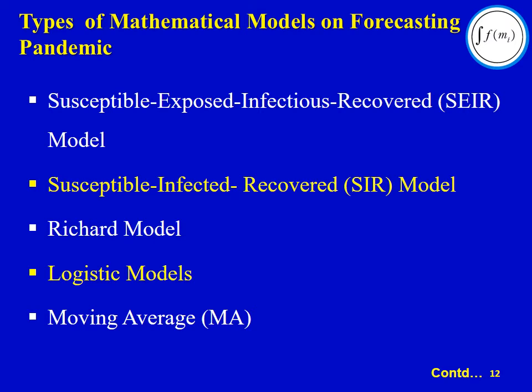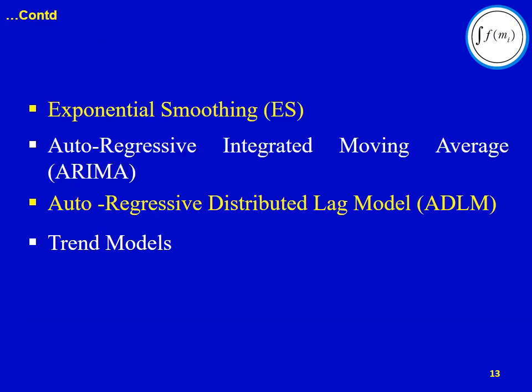Moving average, including single moving average and centered moving average. Exponential smoothing, including single exponential and double exponential. Autoregressive integrated moving average, that is ARIMA. Autoregressive distributed lag model, ADLM. Trend models including linear, quadratic, growth curve, and Pearl Reed. Starting from moving average, exponential smoothing, ARIMA, ADLM, trend models, those are time series models coming under the classification of dynamic models.